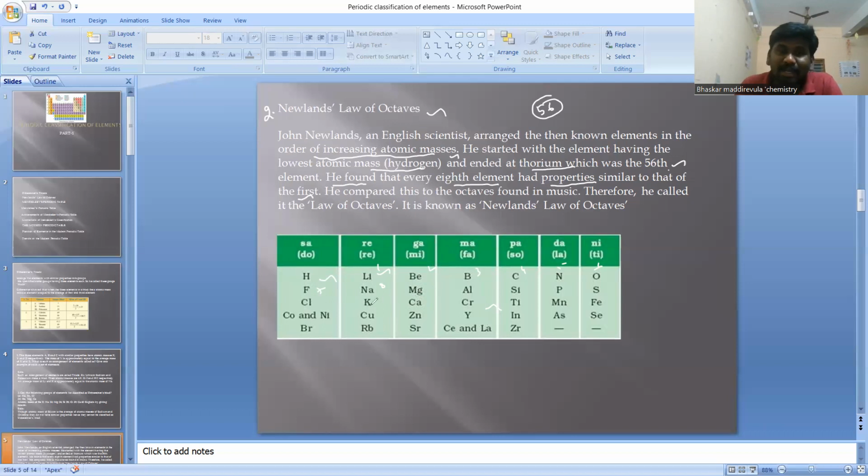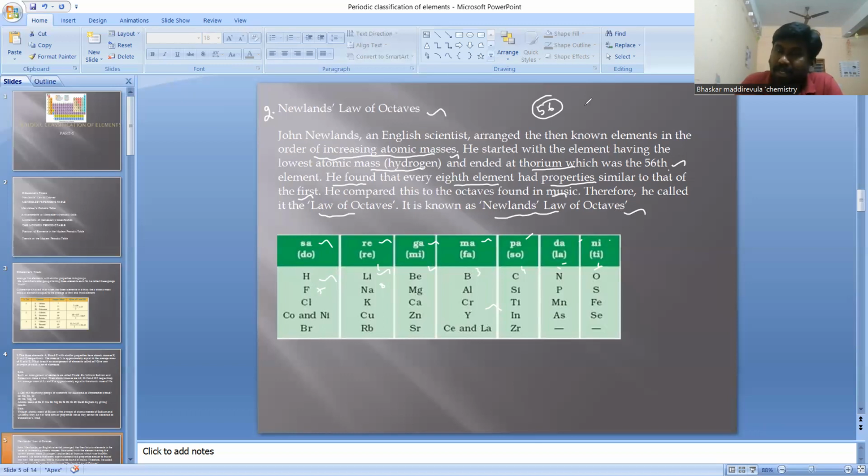And he compared this similarity with the octave found in music, that is sa, re, ga, ma, pa, da, ni. After ni, once again what will come? Sa will come, like that. He compared it with the eight musical notes in music. So that's why his law is called the law of octaves, also named Newland's law of octaves, with these main features.